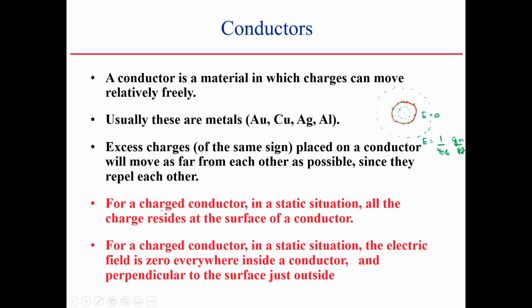Okay, this one. For a charged conductor in a static situation, all the charge resides at the surface of a conductor. The electric field is 0 everywhere inside a conductor and perpendicular to the surface just outside. Okay? So the electric field inside is equal to 0, but the electric field just outside the conductor is perpendicular to the surface. So here, it is perpendicular to the surface. The direction of the electric field just outside the conductor is still radial.